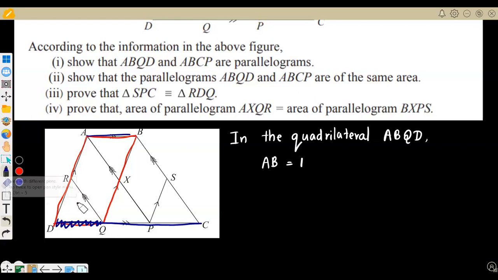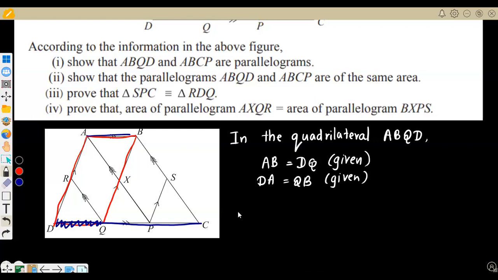AB is parallel to DC, that means it is parallel to DQ. It is given. And you can identify that DA is parallel to QB. This is also given. You have learned that in the grade 10 parallelogram lesson, in a quadrilateral, if the opposite sides are parallel to each other, that means it is a parallelogram. You can say therefore ABQD is a parallelogram.